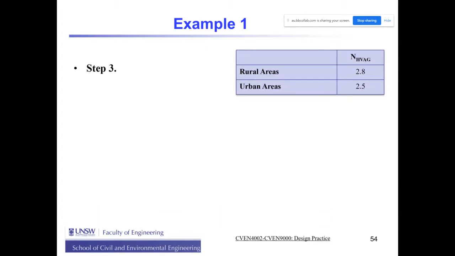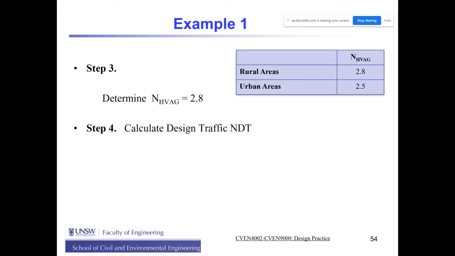Step 3 is determination of the number of axle groups per heavy vehicle. Again, here we don't have survey results. We can use the presumptive value. So from the table, for rural area, it becomes 2.8. Now we have all the terms to calculate NDT.